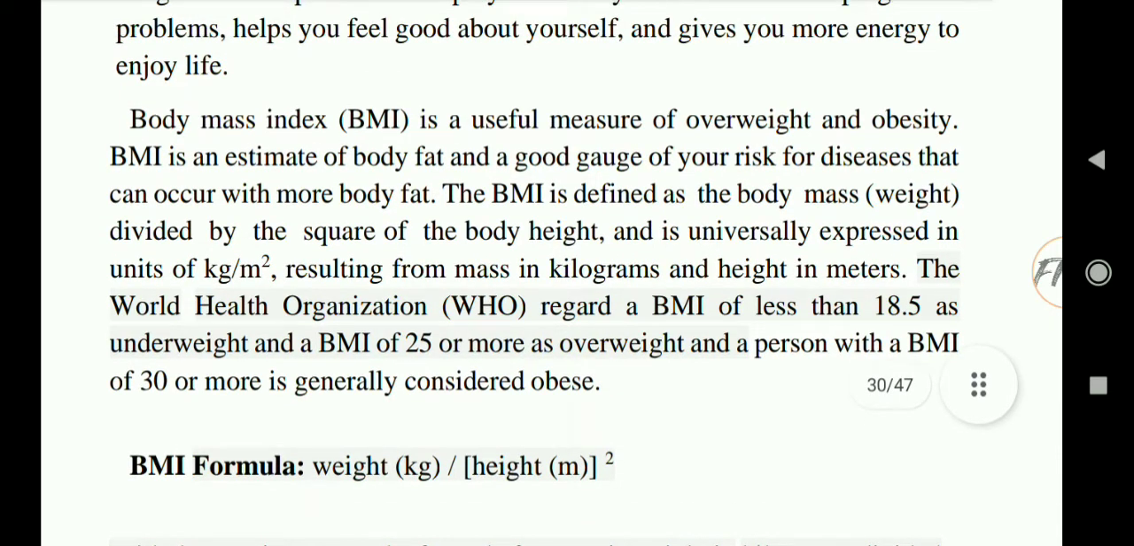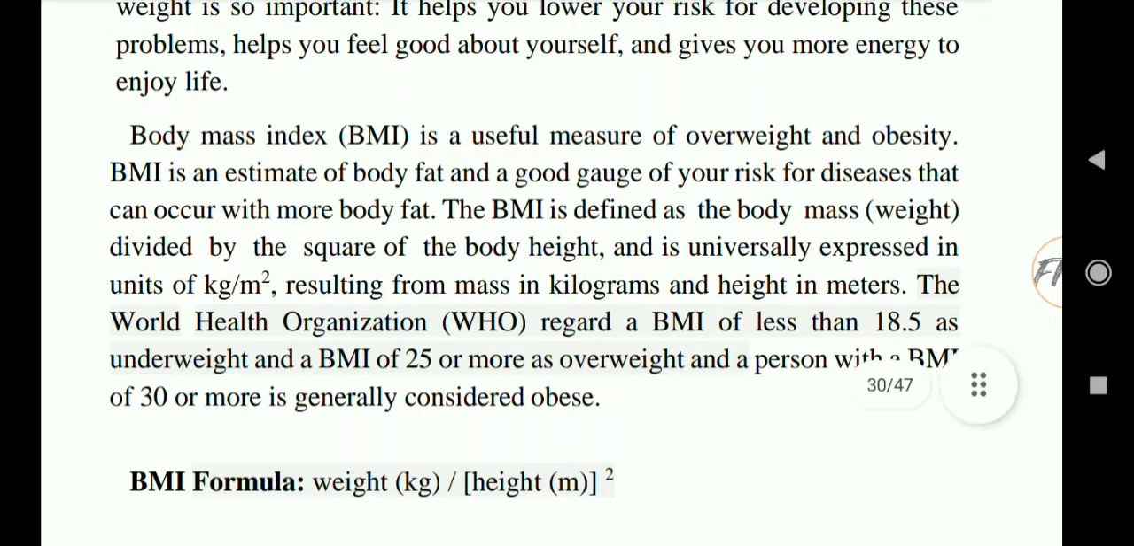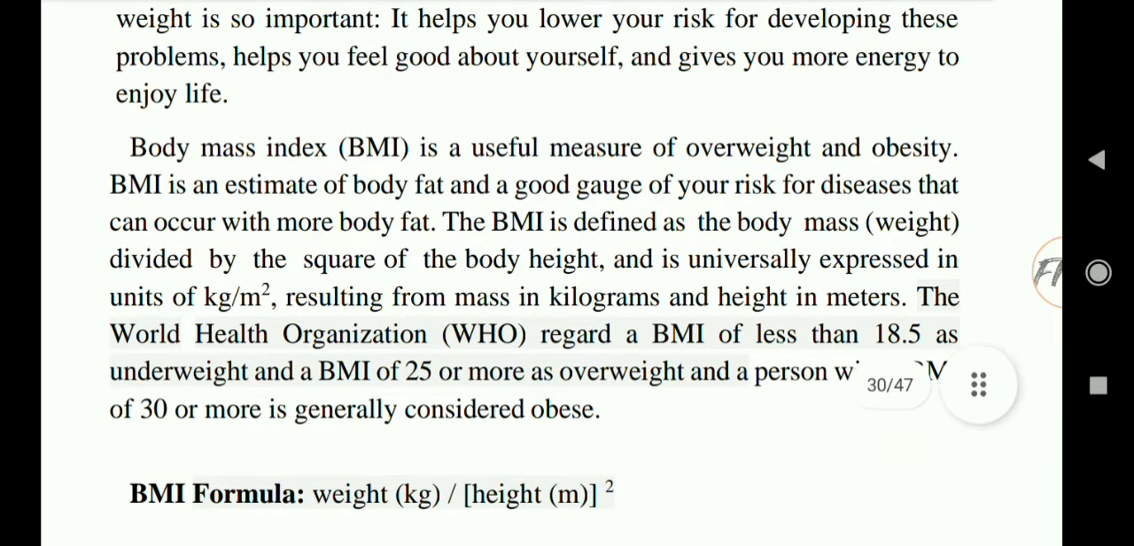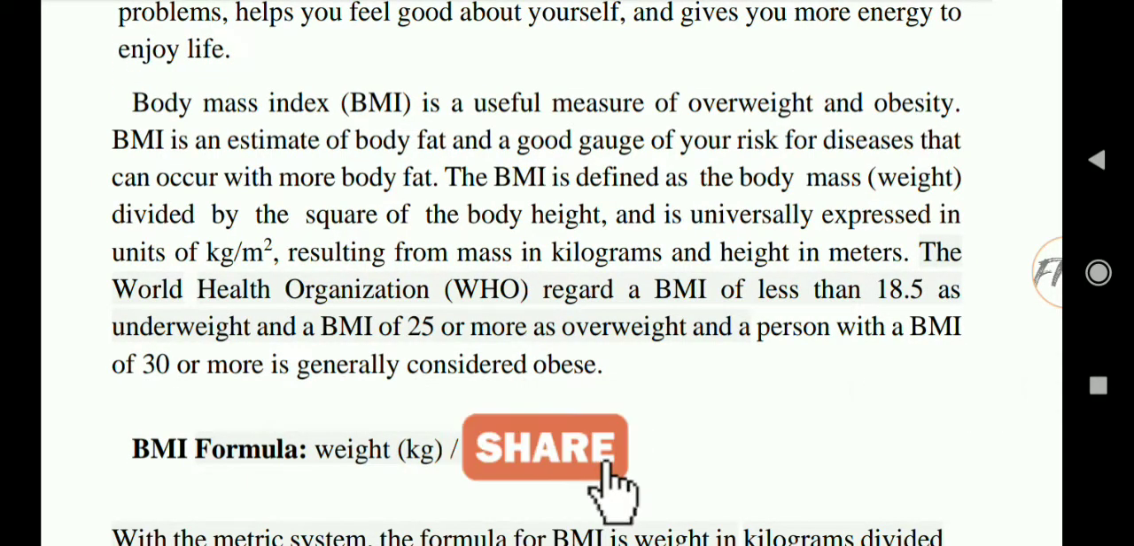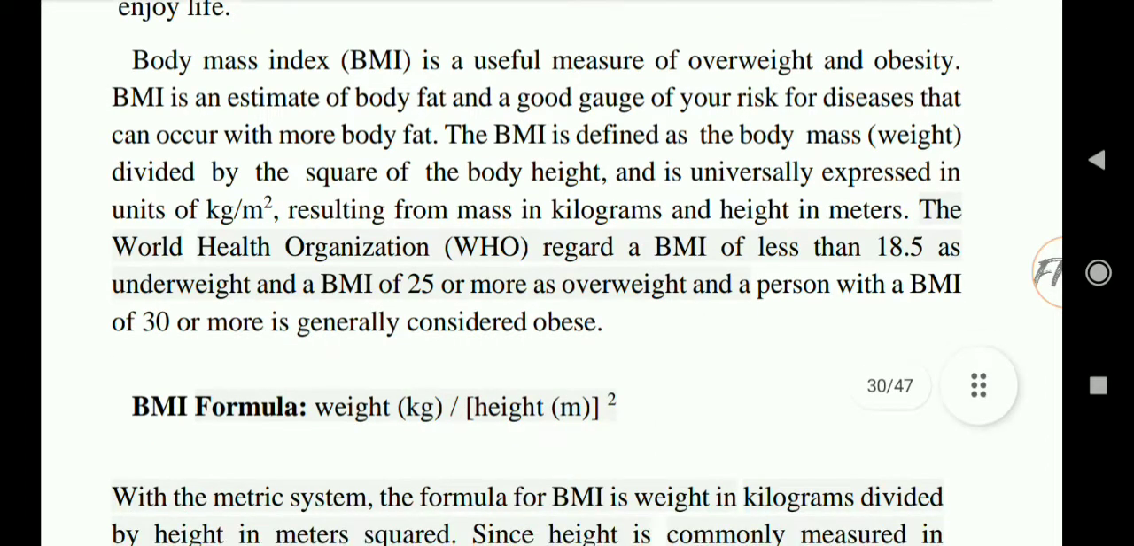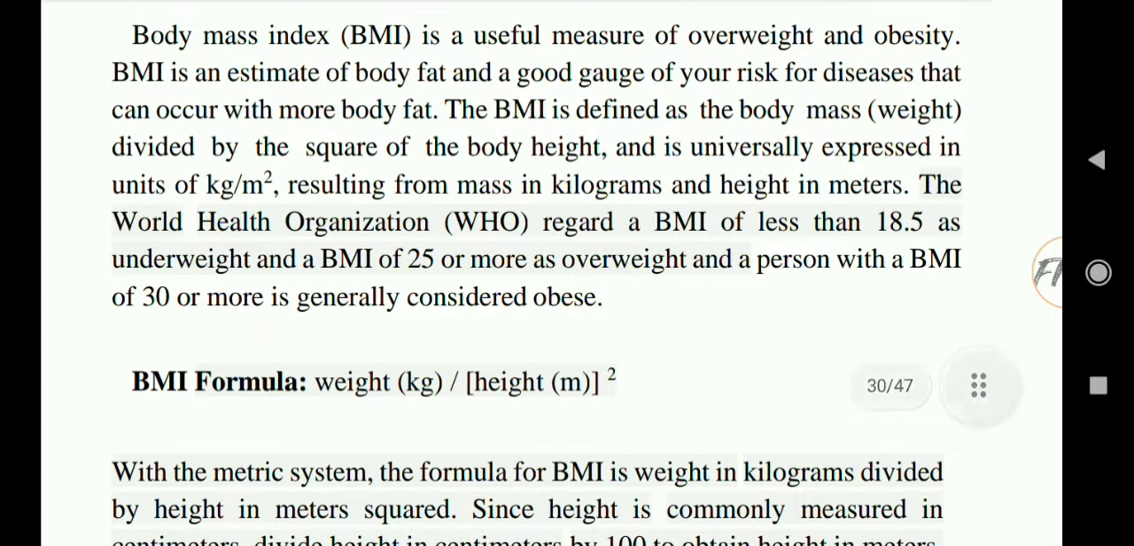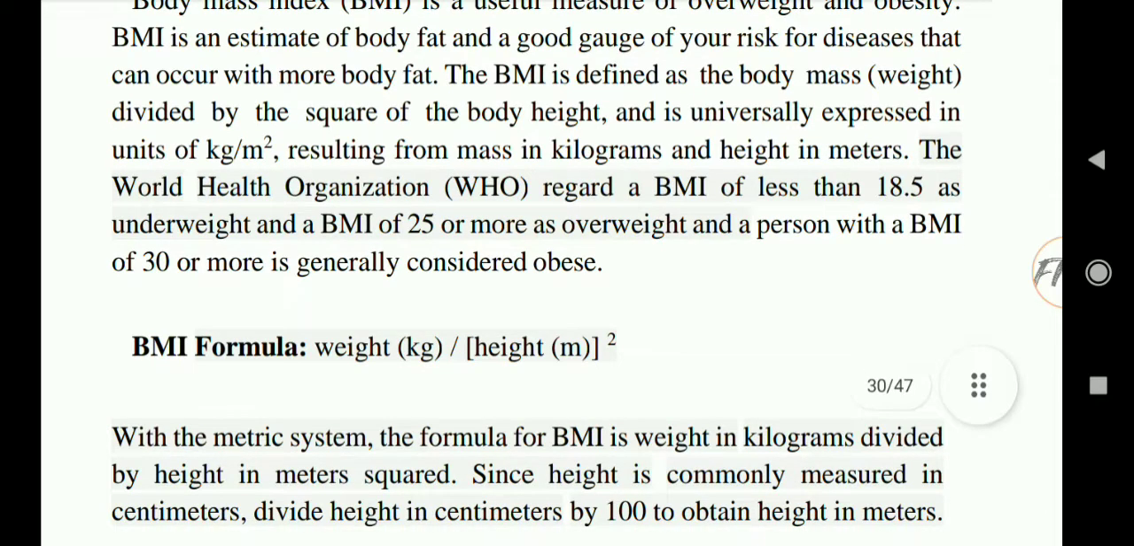Many of you have measured BMI on your own, but I will tell you that body mass index is nothing but a measure of whether a person is healthy, overweight or obese. So it helps us to measure our health, and it is defined as the ratio of weight divided by the square of body height, universally expressed in units of kg per meter square, resulting from mass in kilograms and height in meters.